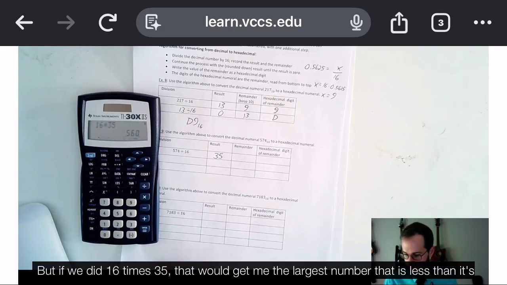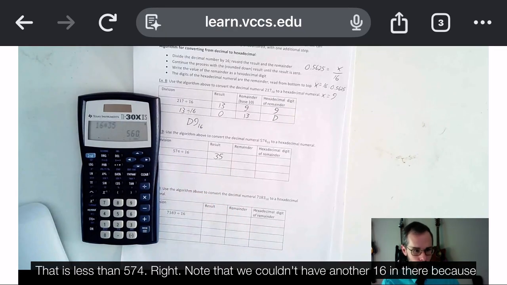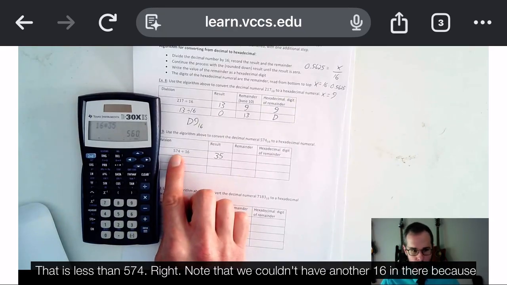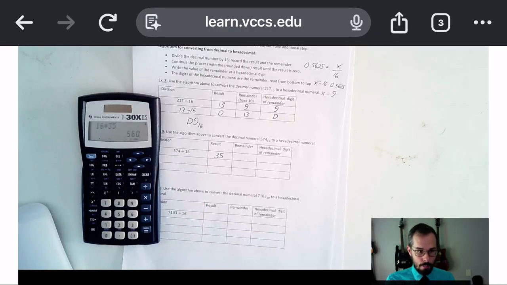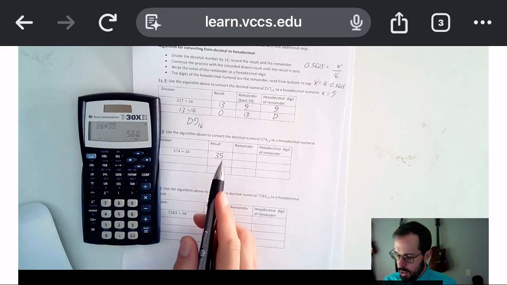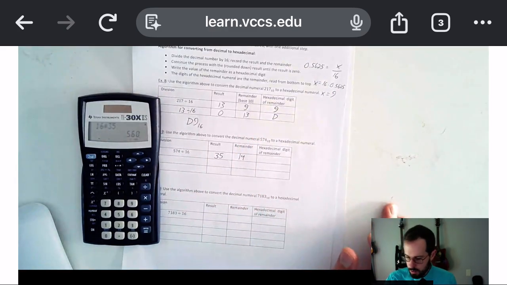that would get me the largest multiple of 16 that is less than 574, right? Note that we couldn't have another 16 in there because that would take me to 576, which is too big. So 35 times 16 is 560, the largest number that is divisible by 16. It can be split up into 16 parts. How many parts do I have left over? Well, it would be 14, because that's the value of 574 minus 560.